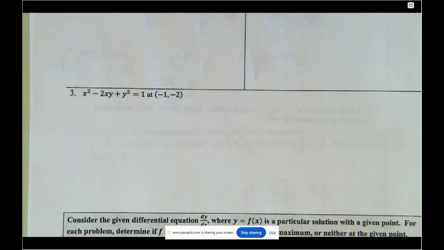Oh, Miss Douglas, I have a question, just to jog my memory. Is this a plus or minus thing? Yes, because of the -2x.